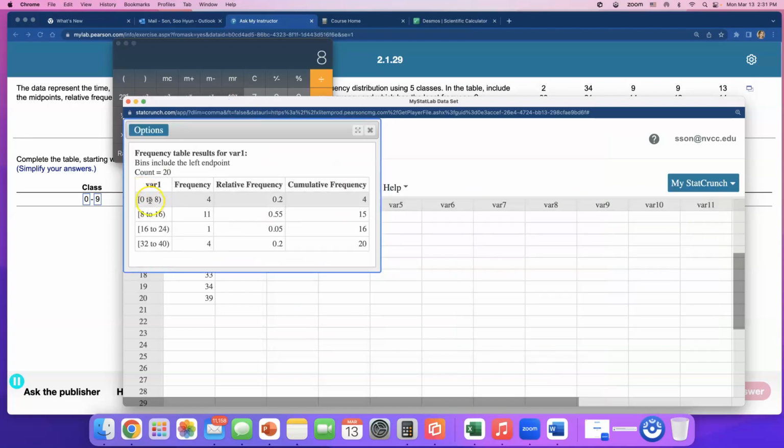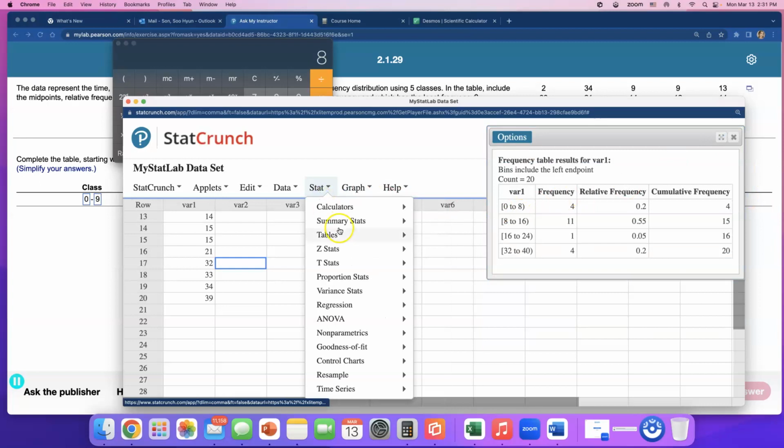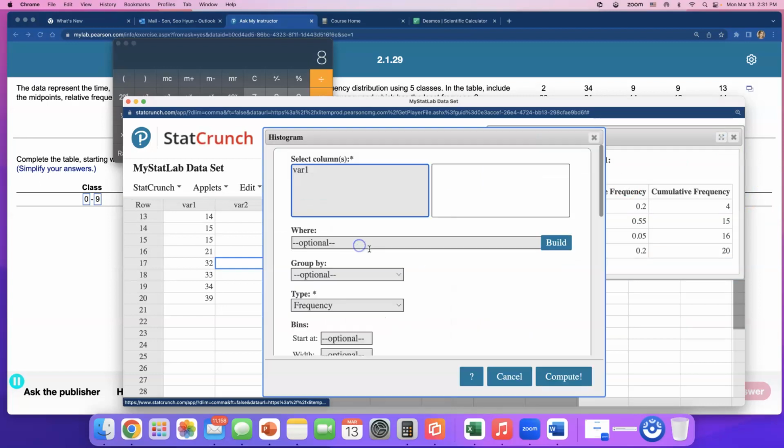We have 0 to 8, 8 to 16, 16 to 24. Now notice the class of 24 to 31 is missing, right? You see it's going up from 0, 8, 16. What's the next number we need? We need 24. It's missing, but it sounds like we have an interval with 0 frequency. Let me test that out real quick by creating a histogram. I think we have an empty class.